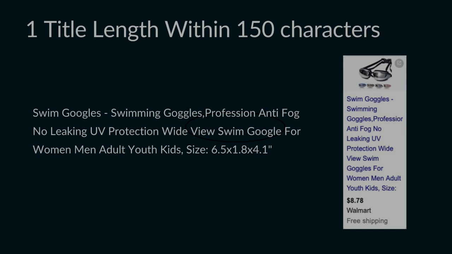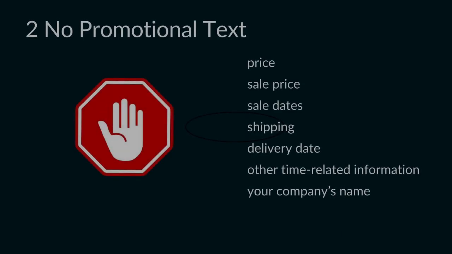Look at this ad. There's quite a lot of information they fit into this limit. To do that, they even had to remove the space after the word goggles and shorten the word professional after the word goggles. Don't use promotional text. Things like price, sale dates, shipping, delivery date, other time-related information, or your company's name if you are a reseller. Include this information with the other attributes such as sales price or shipping.